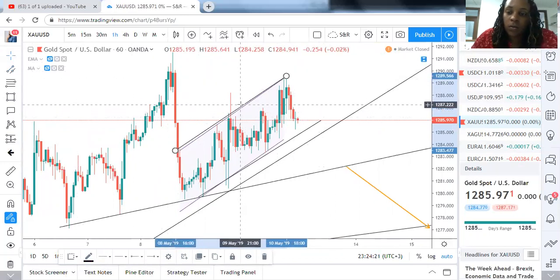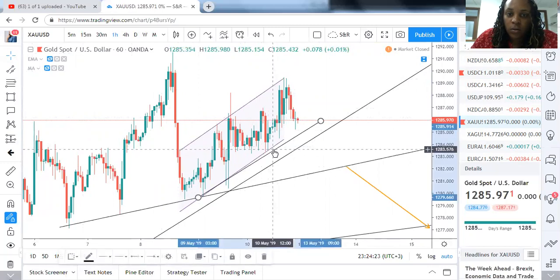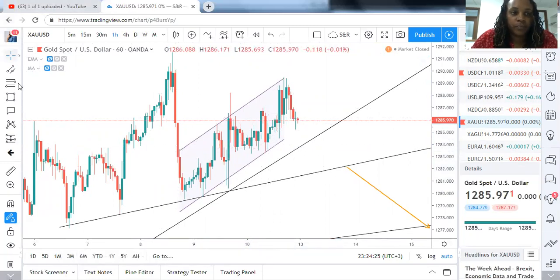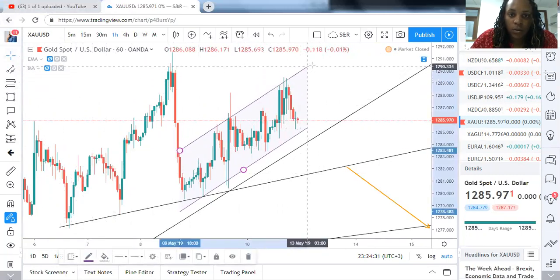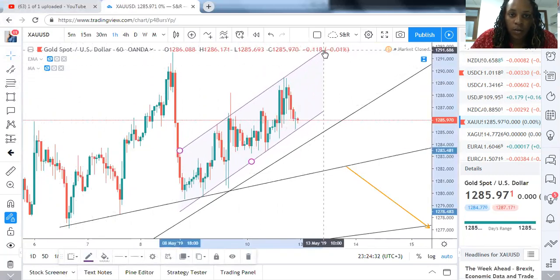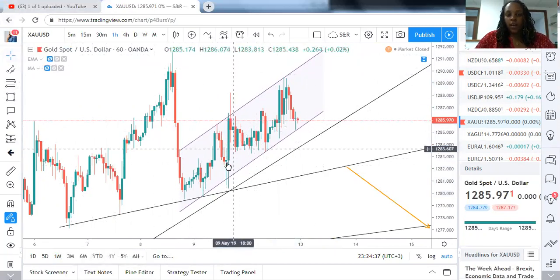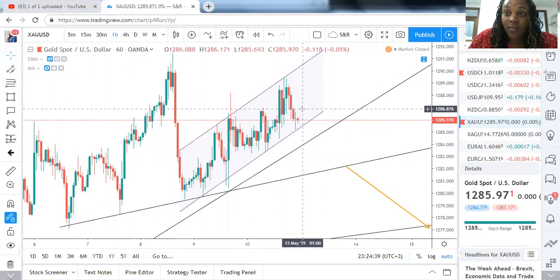Right. So this should be better for you. Let's bring it out a bit. Good. So you can see that ascending channel that we have here.